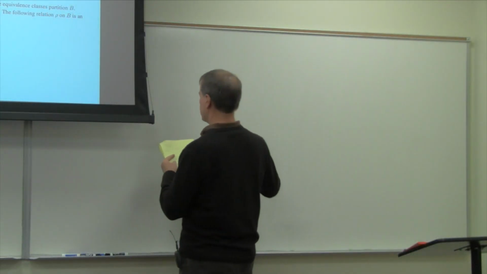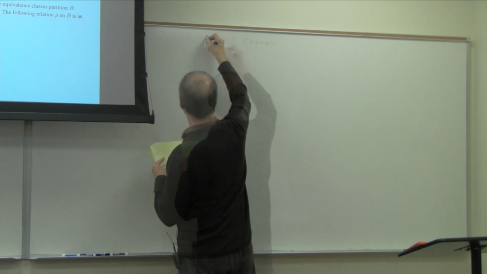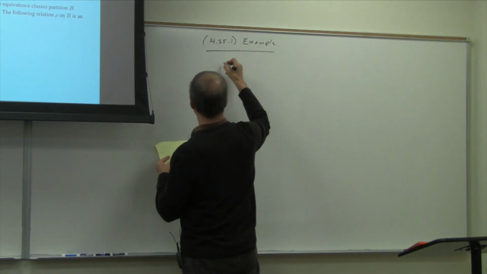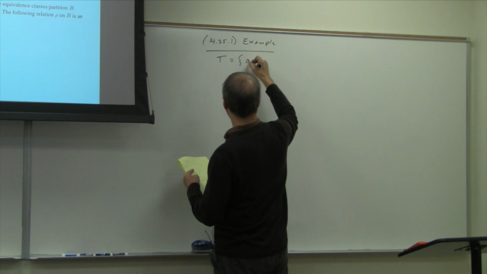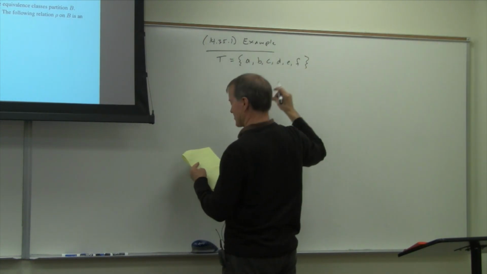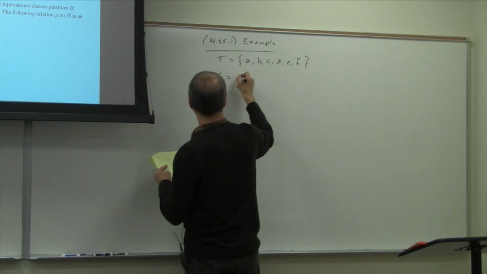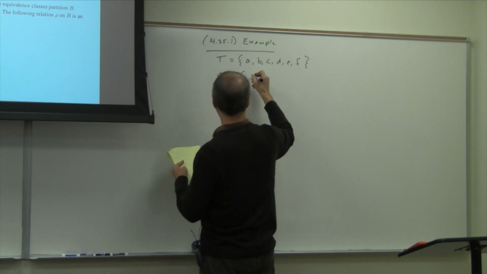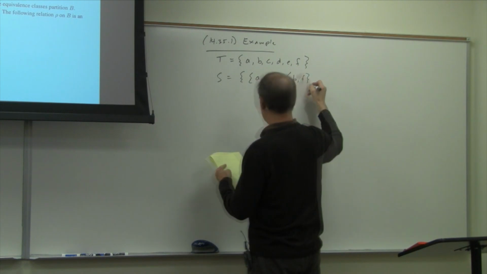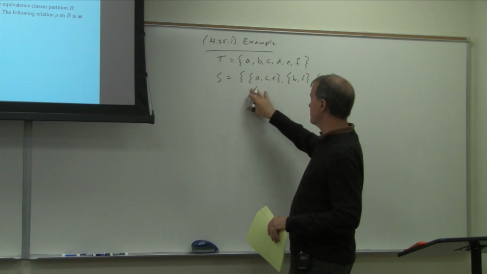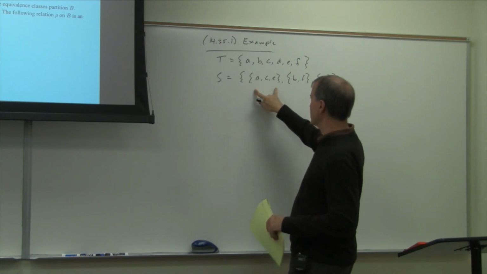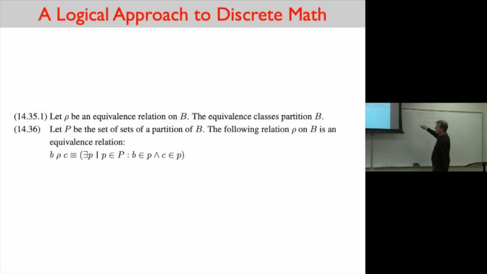So let's do an example of 14.35.1. Suppose T is this set. We've been using numbers, so let's use letters just to be different: A, B, C, D, E, F. Let's stop at F. And then S would be this: A, C, E; B, F; and the set D. So this is what it means to be a partition. And what we are claiming is that if rho is an equivalence relation, then the equivalence classes partition B.